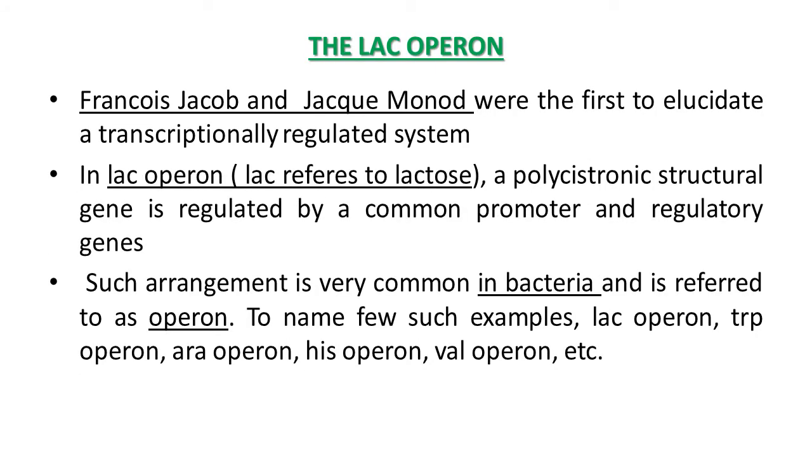The lac operon. Scientists named Francois Jacob and Jacques Monod were the first to elucidate a transcriptionally regulated system, and generally it is known as the lac operon. Here the term lac actually refers to lactose, and as you know, lactose is a kind of sugar. A polycistronic structural gene is regulated by a common promoter and regulatory genes. This type of arrangement is very common in bacteria and is referred to as an operon.